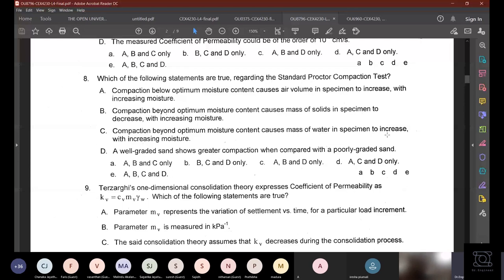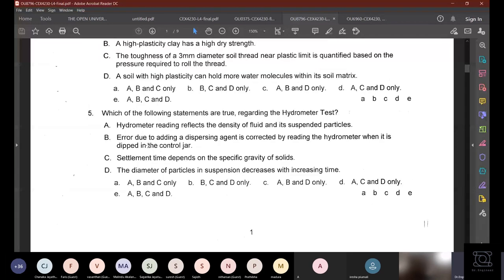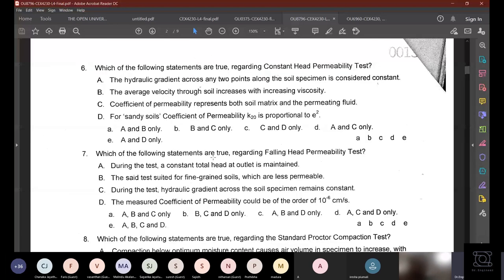So for question number five, the answer is E. All statements are correct. For question number six, the answer is D. For question number seven, the answer is C. And for question number eight, the answer is B. And for question nine, again, it's based on Terzaghi's one-dimensional theory. Parameter mv represents the variation of settlement for a particular load increment, right?